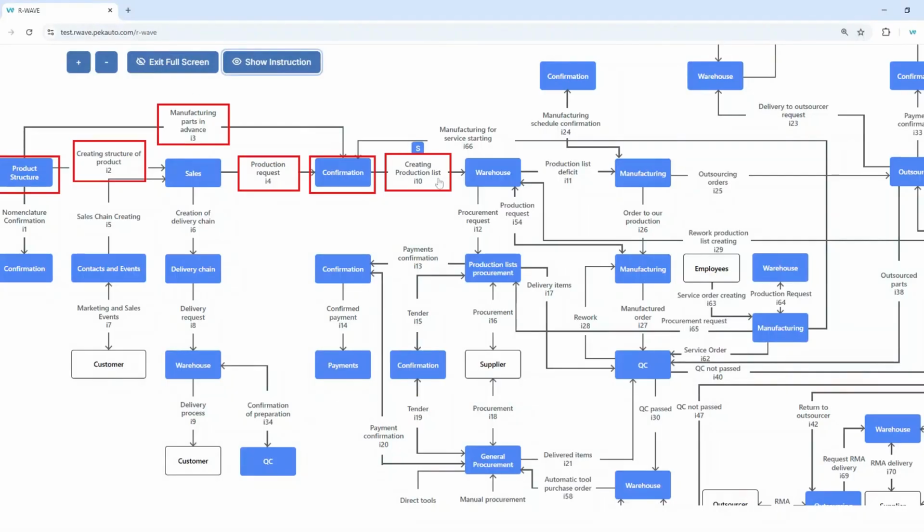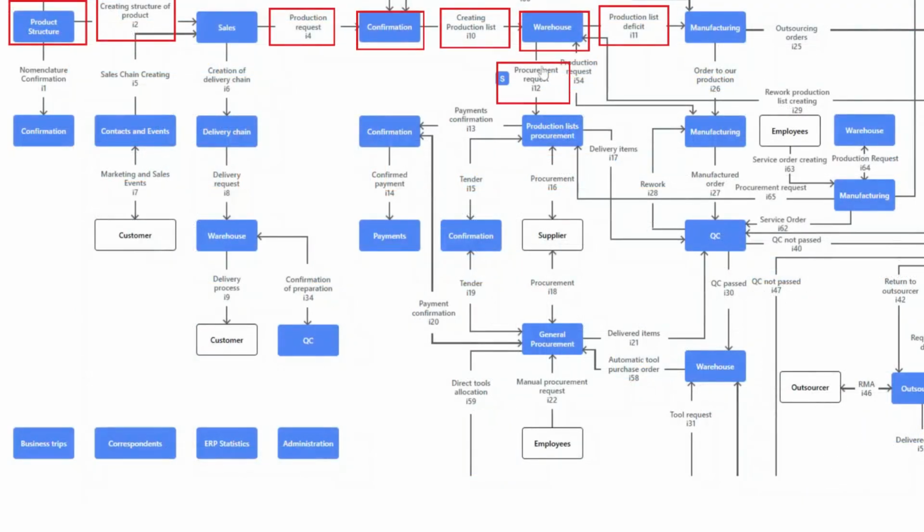At this stage, the warehouse checks the availability of all required items in stock. If certain items are missing, the system automatically identifies the deficit and categorizes them based on sourcing strategy. For purchased items, the procurement process begins with automatically generated order requests based on production lists. This starts a procurement chain, managed by the procurement department.